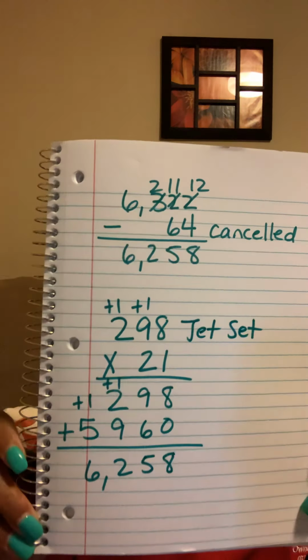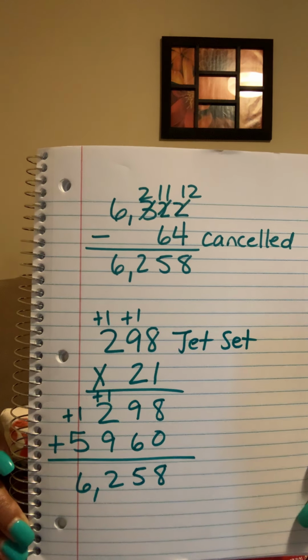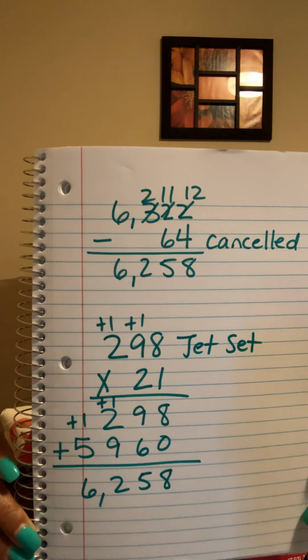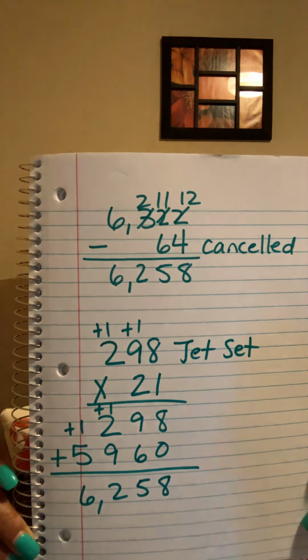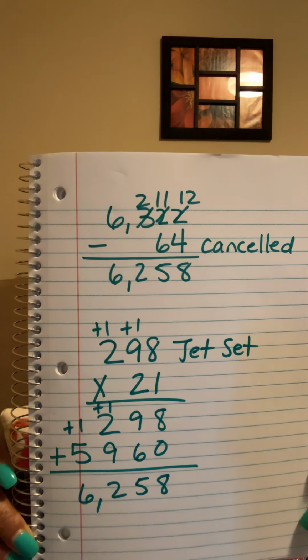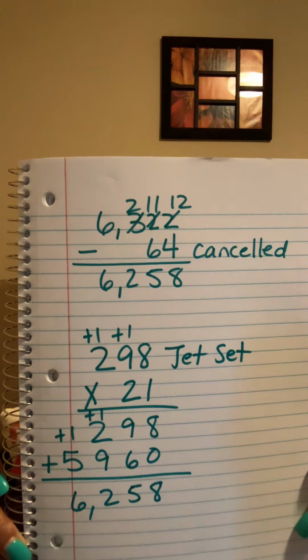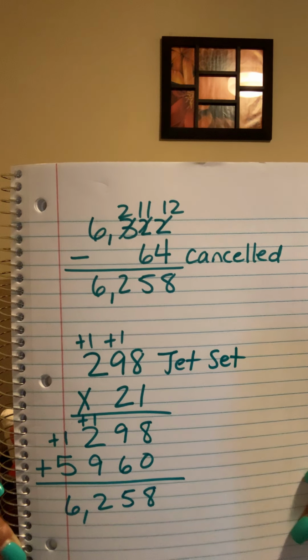So the type of plane, the Jet Set, okay? Remember, it was 21 full flights. And the Jet Set seats 288. It's 288 seats on the Jet Set. So 288 times 21 gives us exactly 6,258. Exactly what we were looking for.